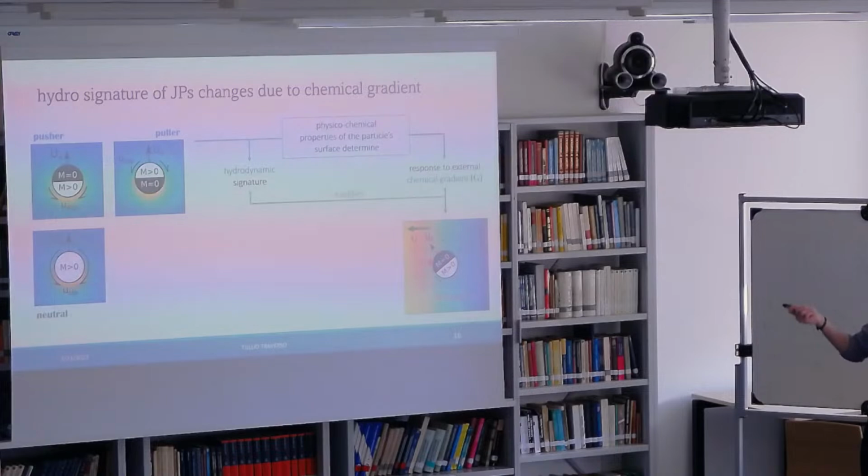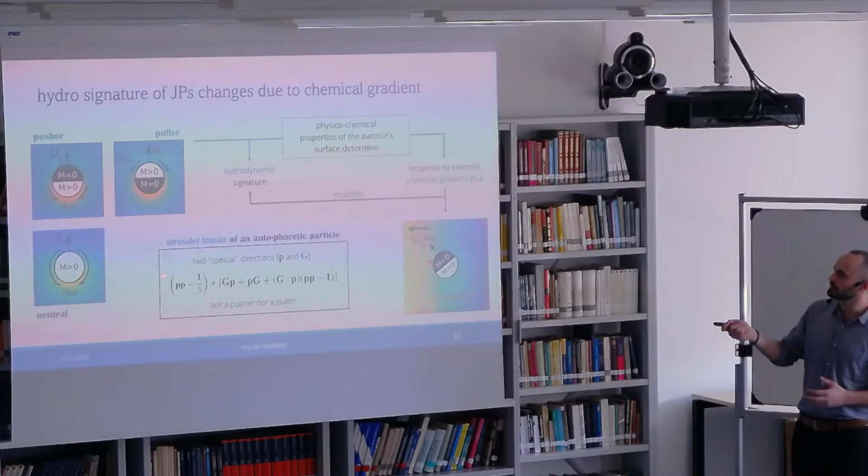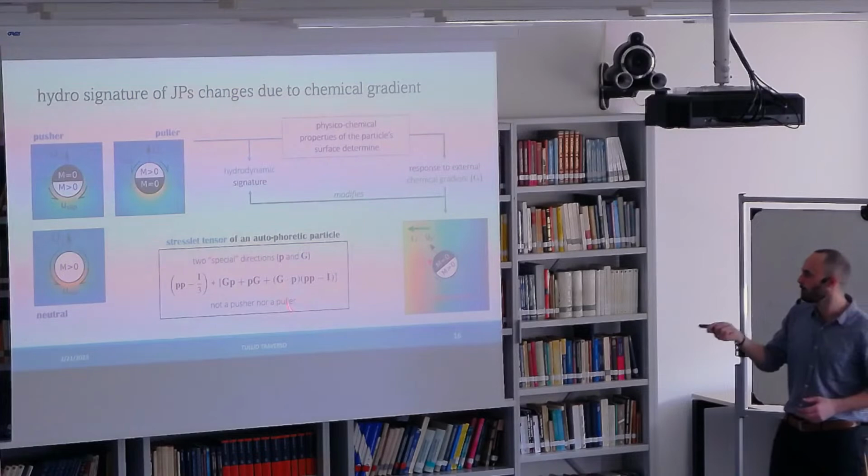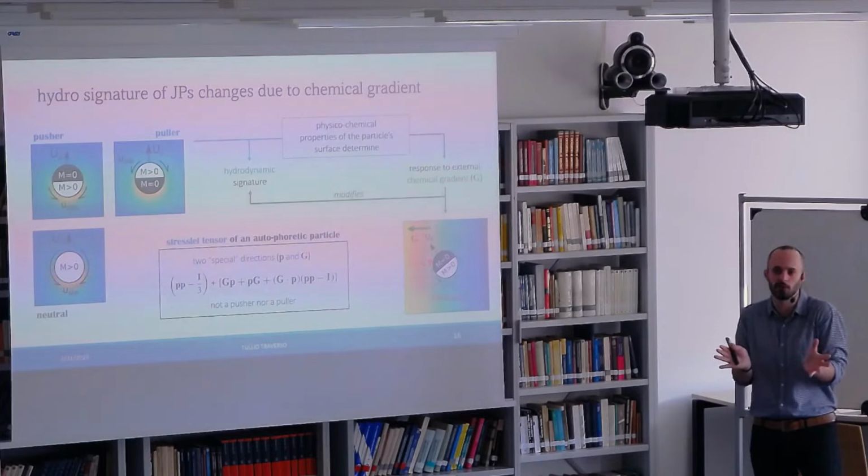So again, just to wrap it up, what happens is that we have a self-induced stresslet tensor that characterizes the Stokes flow solution in the far field. And this contribution here is typical of microorganisms and depends only on the direction of the swimmer. For this particle, we need to account also for another term, which depends on both the direction of the particle and the direction of the gradient. So now we have in mind that actually these particles are never completely pusher or puller, they are somewhere in between.